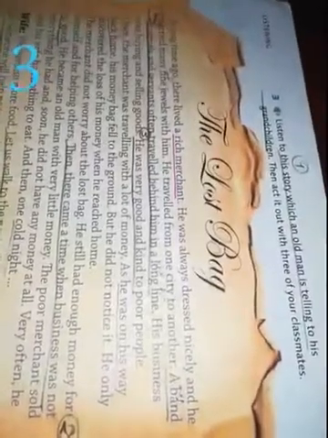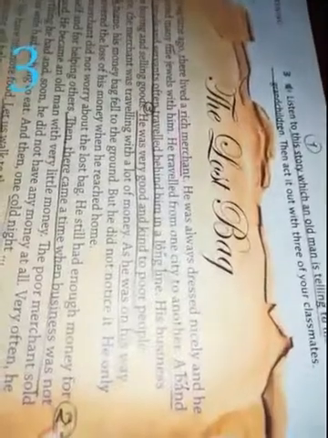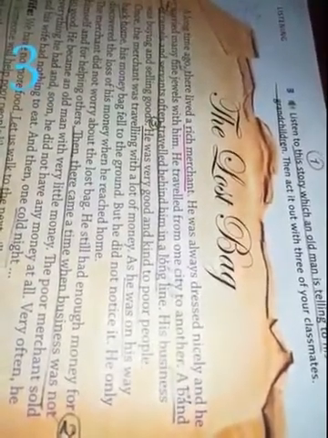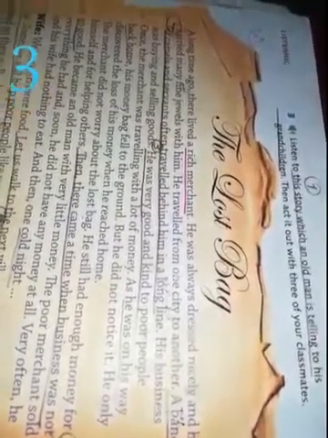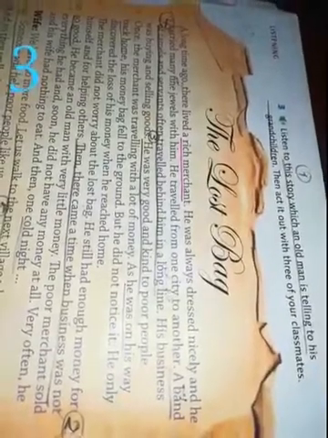A long time ago, there lived a rich merchant. He was always dressed nicely, and he carried many fine jewels with him. He travelled from one city to another. A band of camels and servants often travelled behind him in a long line.